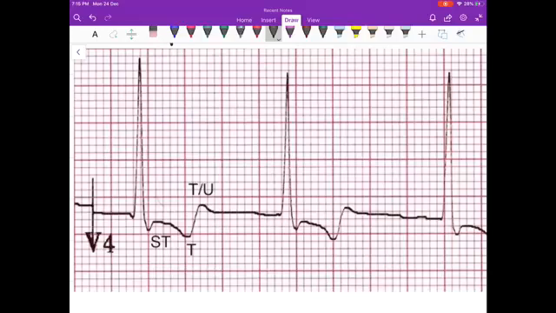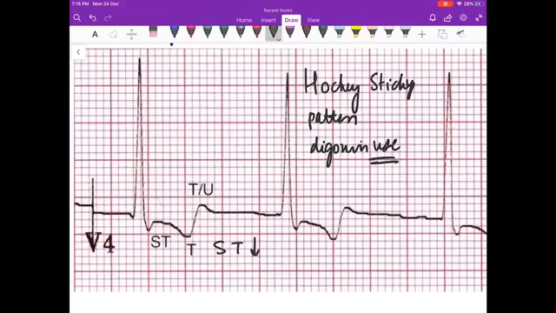So which drug causes this? Friends, you have to identify. So this is a characteristic ECG called hockey stick pattern, and it is seen in digoxin use. So in digoxin there is ST depression and T wave inversion. So this is how you get a hockey stick pattern.